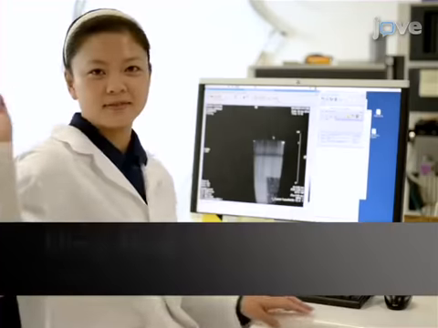This is the high-field MRI core facility for Boston University, and my postdoc fellow Ning is going to demonstrate aspects of mouse imaging.